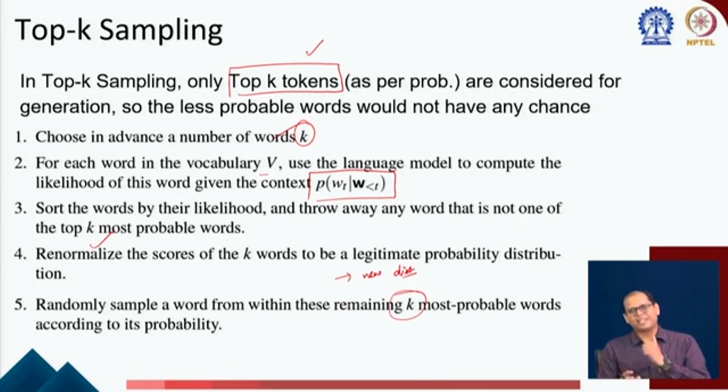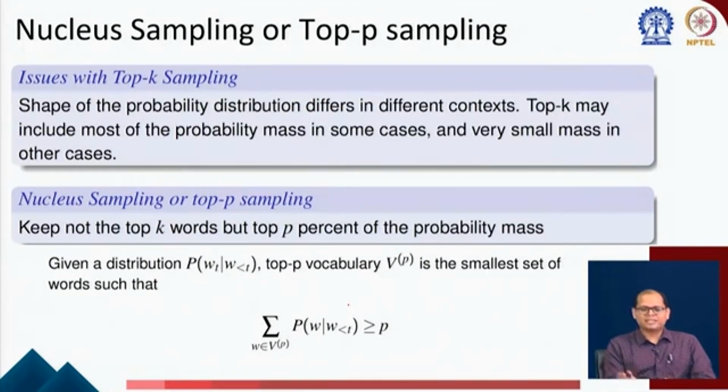You again do sampling, that is different from beam search, but only from K words. So, it allows low probability words altogether. And then there is another variation, top P, because top K will always take the top K words in the probability distribution.